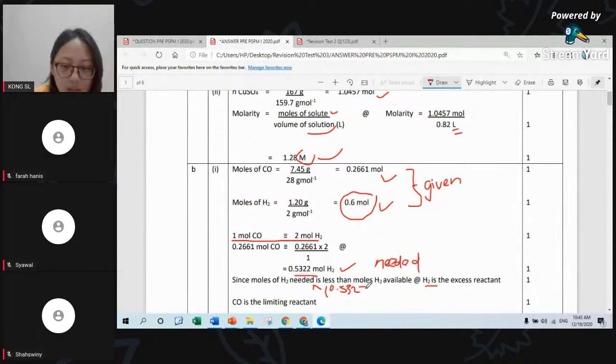Tulis mole. Okay, lepas tu more than ke less than. Okay, kata kunci, more than ke less than. Mole available yang given. Available sama dengan given 0.6.